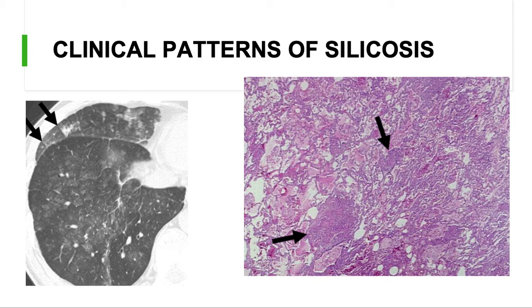CT findings include numerous bilateral centrilobular nodular opacities, focal ground glass opacities, and patchy areas of consolidation. On the left, you see a picture of acute silicosis in a 52-year-old man who worked for 10 years as a crystal craftsman. Computed tomography scan obtained at the level of the ventricles shows ground glass opacities and mild interlobular septal thickening, shown by the arrows, in the middle and lower lobes of the right lung and the lingular division of the upper lobe of the left lung.